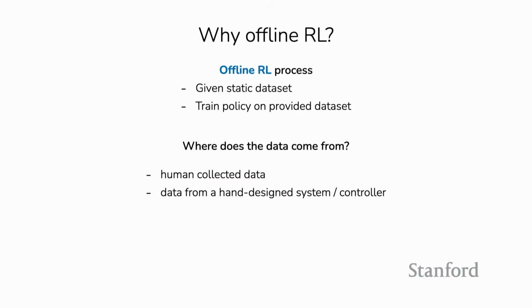Where does the data come from? It can be human collected, from some hand-designed system or controller. It could also be from previous reinforcement learning runs that you want to reuse. It could be a mixture of these sources. Lots of different places the data could come from.